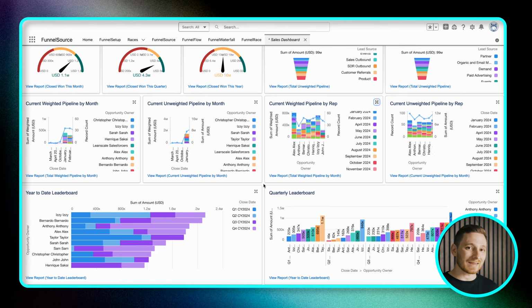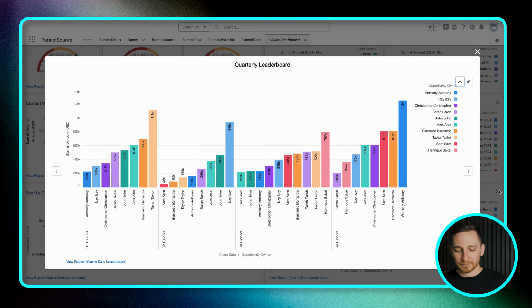And on the bottom, nothing says a sales dashboard more than having leaderboards built in. So on the left-hand side, you're gonna have a year-to-date leaderboard with your top reps at the top, broken out by the quarter in which they closed those deals. And on the right, we're gonna take a look at which rep led each quarter. So you can see Q1, Q2, 3, and 4. Each quarter had a different rep leader, and it's important to know exactly who is ahead of the pack in each quarter.